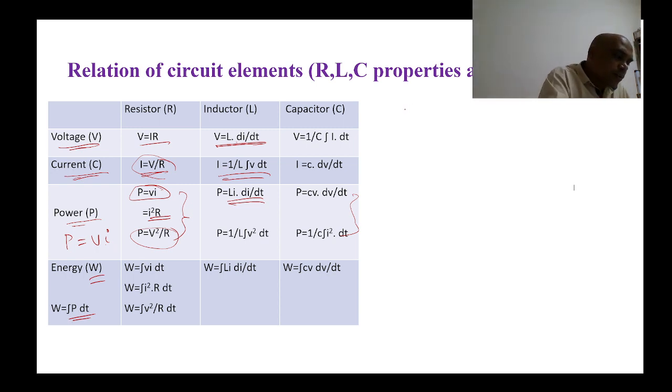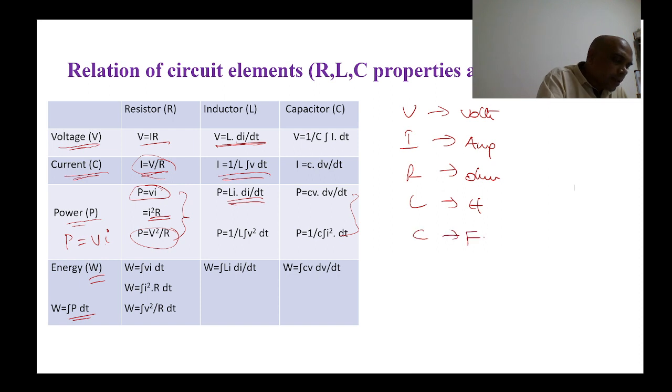So what is the unit of voltage? Volts. What is the unit of current? Ampere. What is the unit of resistor? Ohms. What is the unit of inductor? Henry. What is the unit of capacitor? Farad.